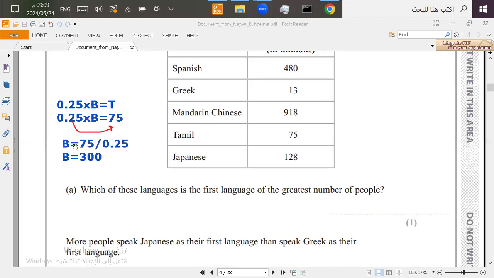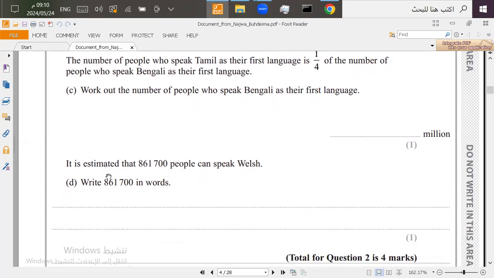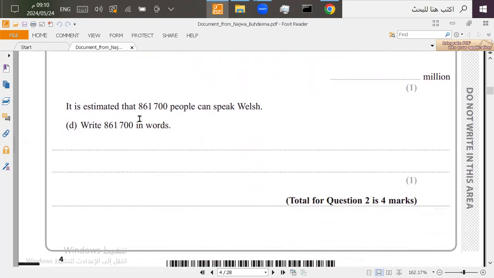Okay. Now let's move on to the next question. Next question says, we did this. That's the first language. It is estimated that 861,700 people can speak Welsh. Write this number in words. That's what they mean. So let's write it in words.